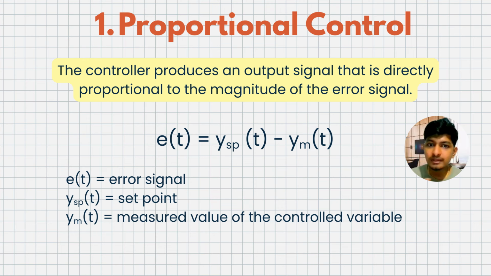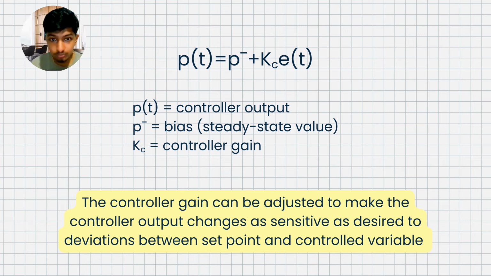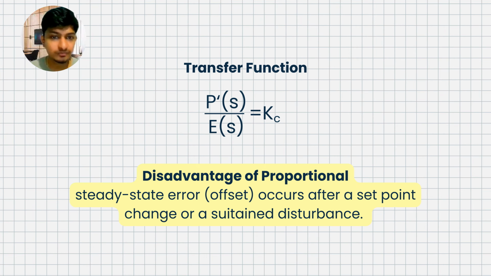process value. When the error increases, the controller output also increases proportionally. Therefore, proportional control provides a fast response to changes in the process. In the proportional control equation, the controller output depends on the controller gain, Kc, and the error signal. Increasing the controller gain makes the controller respond more quickly, but if the gain is too high, the system becomes unstable. The transfer function for proportional control is simply equal to the controller gain.